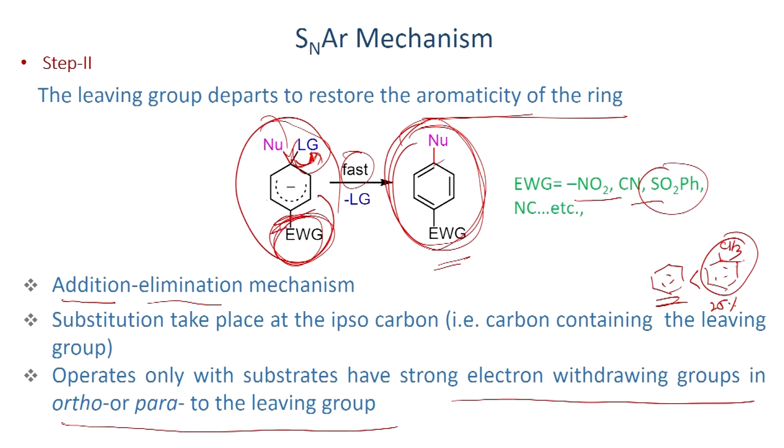For example, say you have nitrobenzene. Let us have Cl at the para position. When you react this substrate with a nucleophile, if the reaction takes place at the ipso carbon, then you will be able to have this carbanion, which can be stabilized by resonance structures, which can be stabilized by delocalization.